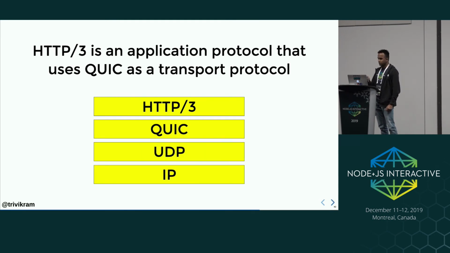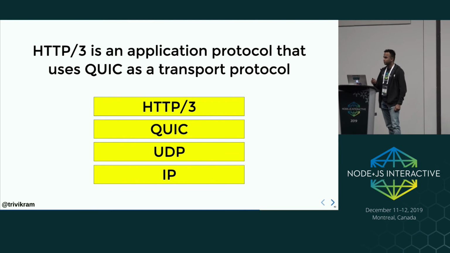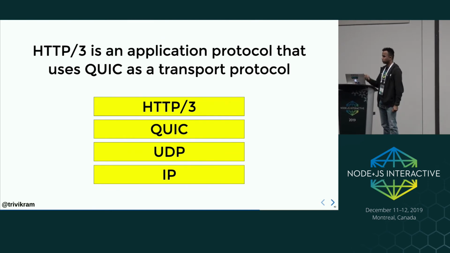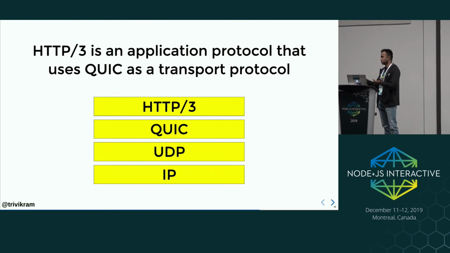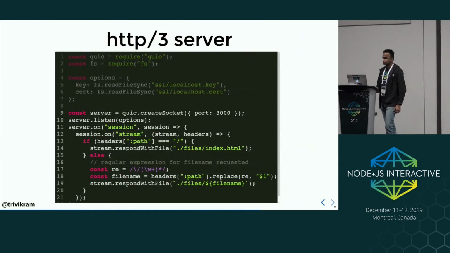The Node.js implementation will let you create your own alternative protocols on top of QUIC. One place where we are considering using QUIC is for the inspector protocol. We currently use WebSockets, but we may switch to QUIC, or in diagnostics. Similarly, you can create your own application protocol over QUIC, like DNS. DNS might also use QUIC. So let us see the HTTP3 server.